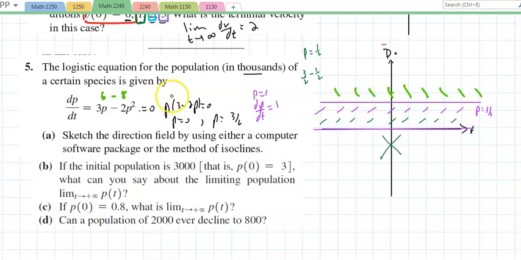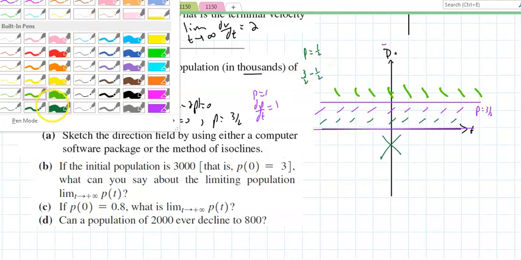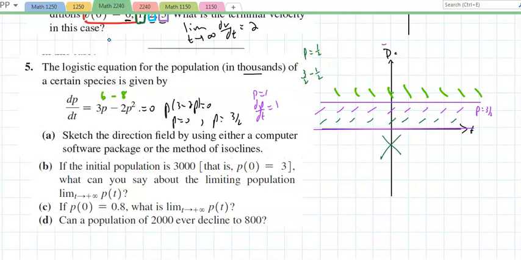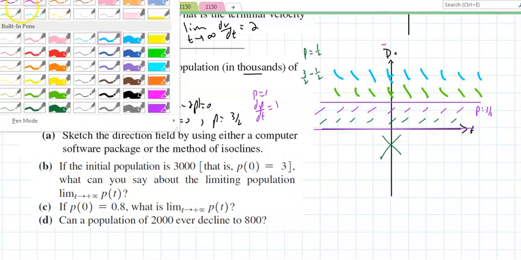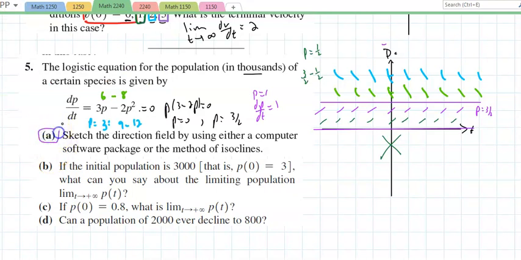And how about if I picked, let's say, P equal 3? That will be 9 minus 12, which is negative 3. It's even steeper. So what does that mean? Let's see what they are asking. A, sketch the direction field by either a computer software or the method, okay, whatever that is, we just sketched it.